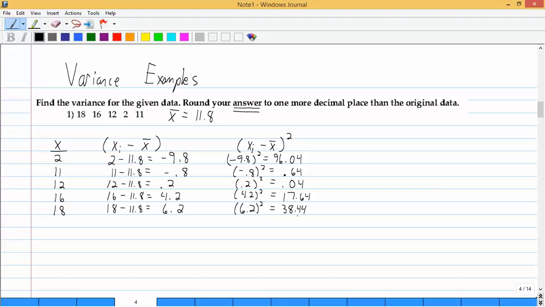Alright, so now we need to figure out the sum of the square of the deviations. So we need to add all of those numbers together. Whenever I added all of those together, I got 152.8.